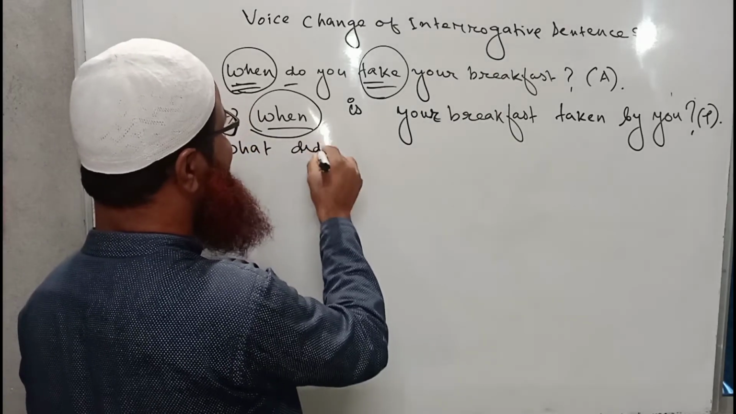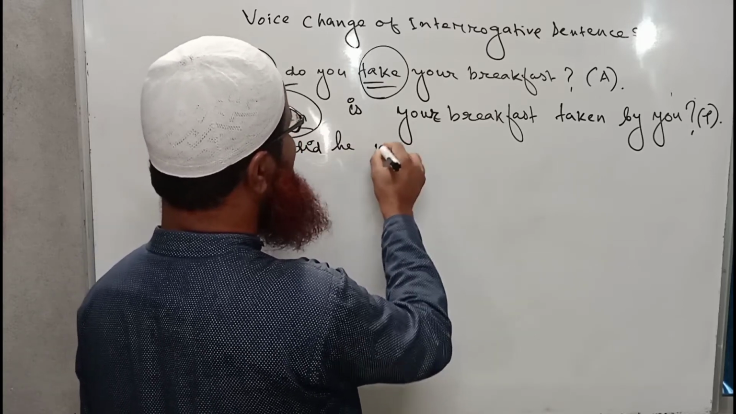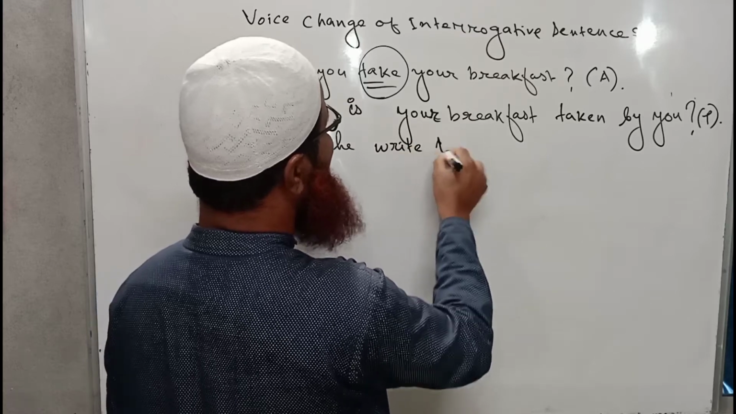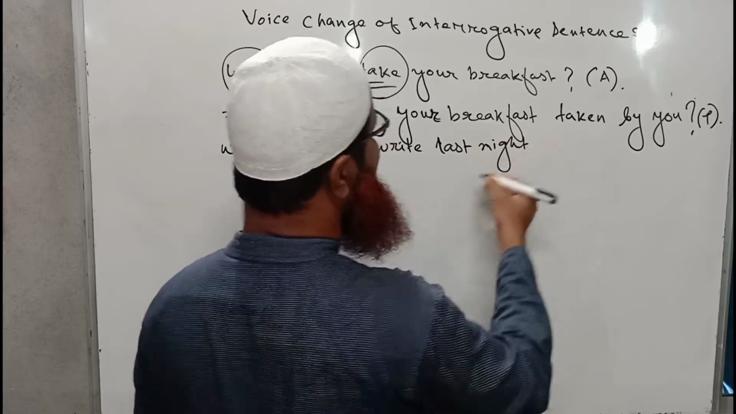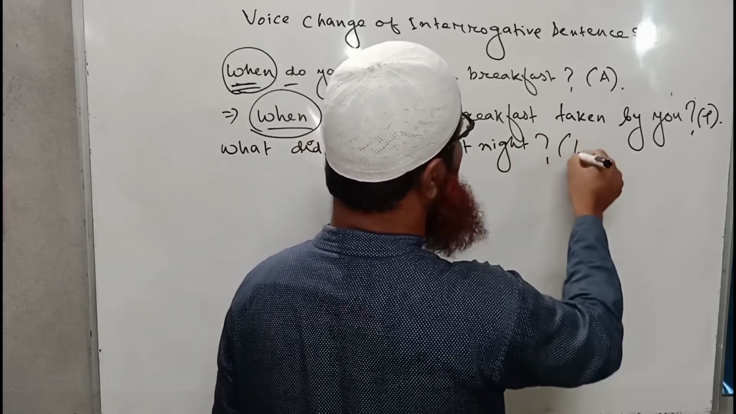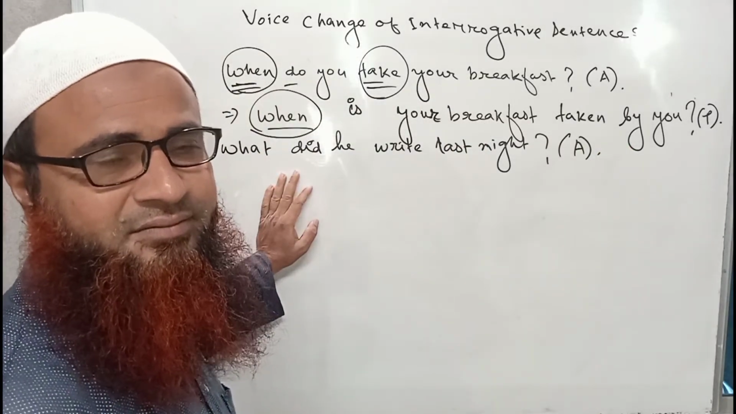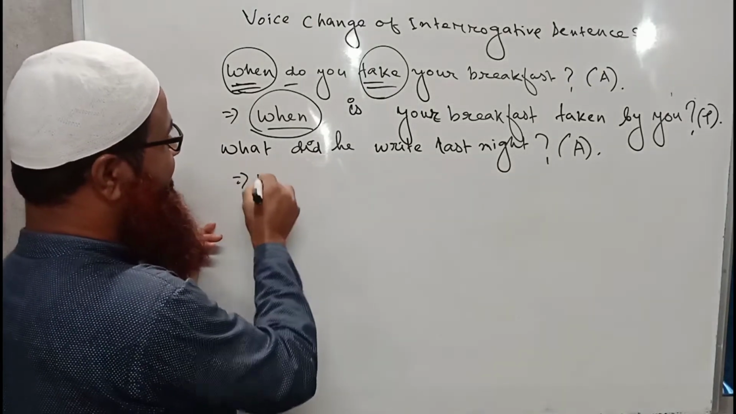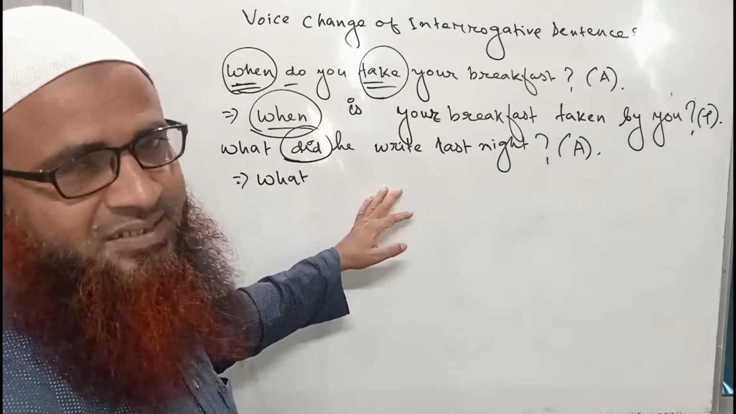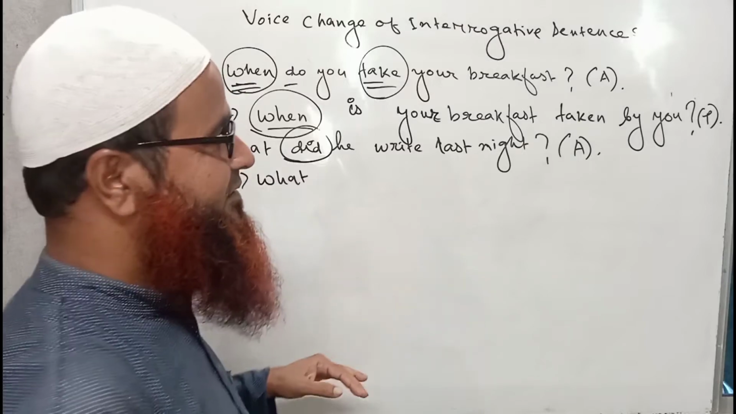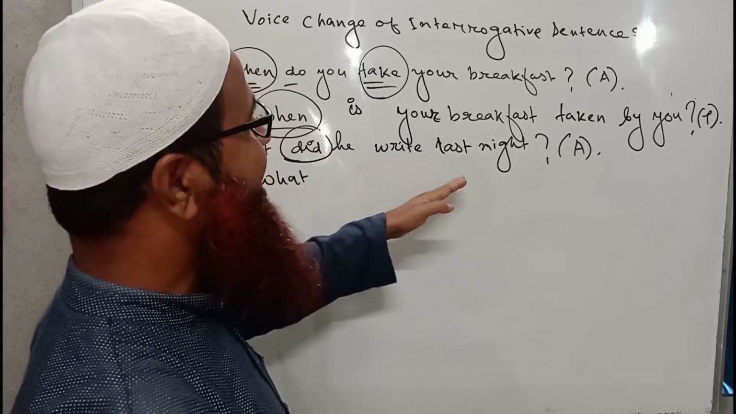What did he write last night? Okay, so this is another sentence which has started with what, a question word, and this is in past tense because did is written here. What will remain as what in passive also, and did signifies that the verb is in past indefinite tense or past tense. That is why: what did he write last night?